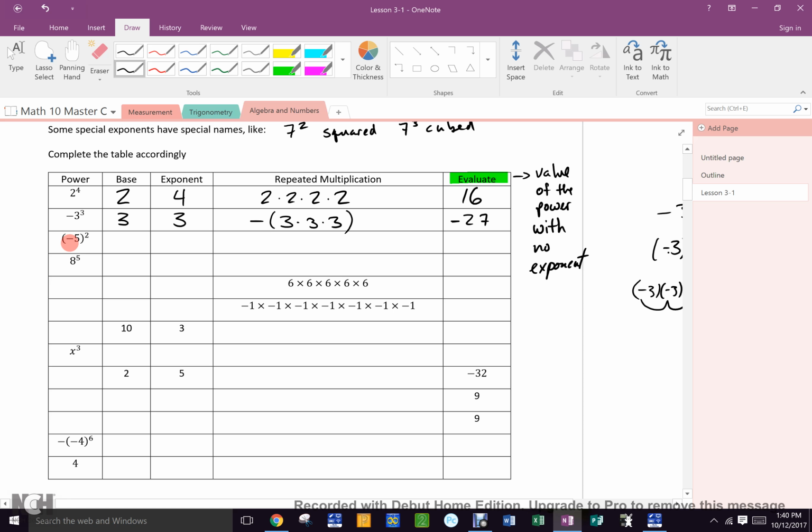What's the base in the third one? Negative 5. What's the exponent? Which means how many negative 5's do I need? 2 of them. Making the answer positive 25. Because when a negative multiplies by a negative, I get a positive. Gouda? Base 8. Exponent 5. How many 8's?